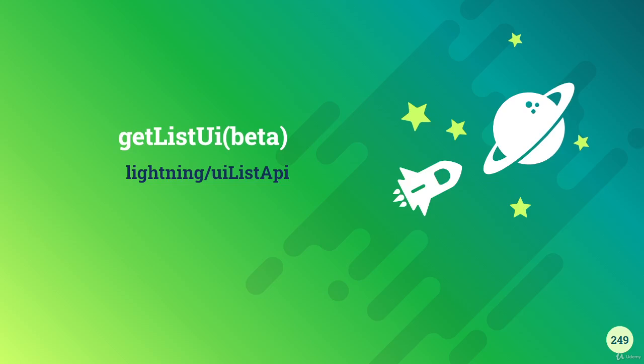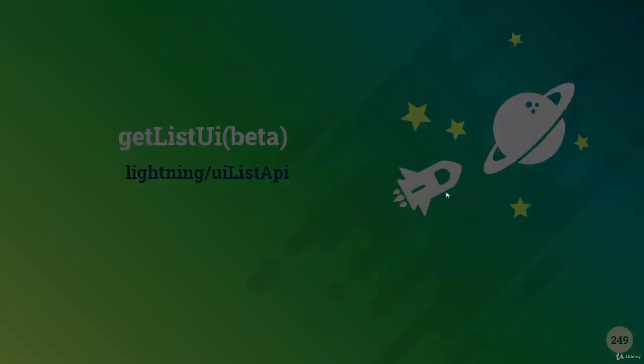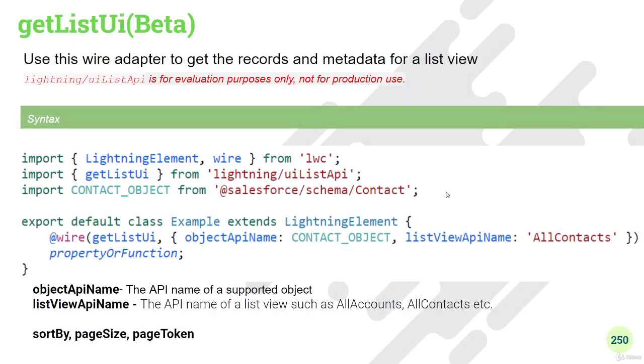In this video, we'll learn the getListUi wire adapter. This adapter is currently in beta, and we import this wire adapter from the lightning/uiListApi module. Let's see when to use this adapter. I personally really like this adapter. We use this wire adapter to get the records and the metadata for our list view.